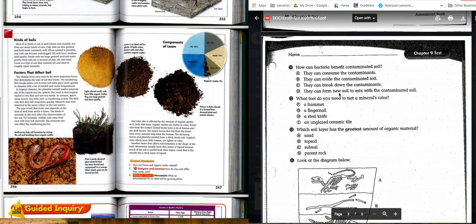And you can see how closely some of these are. They consume the contaminants. I might be tempted to do that, but consuming is what a consumer does. That's an eater. They're decomposers, guys. So you got to find the words break them down. So you want letter C there.